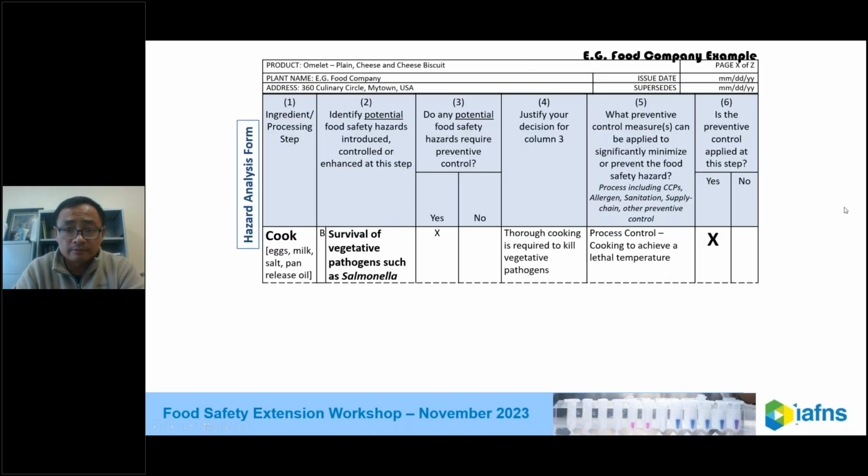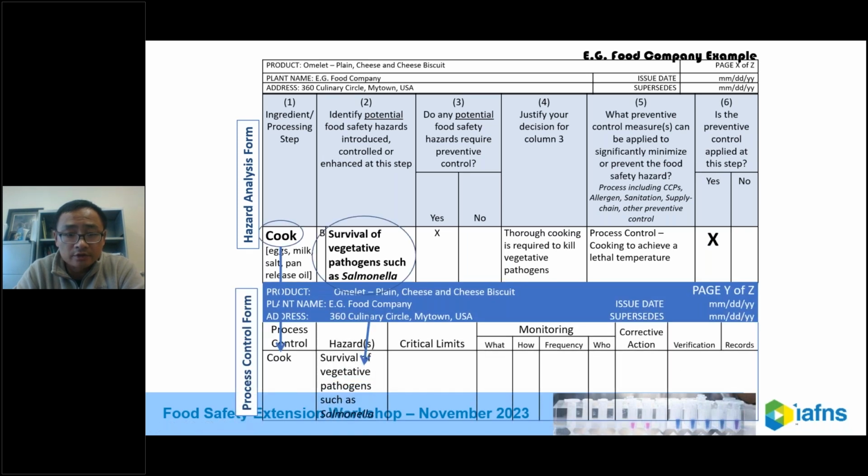Okay. So the next slide gives you an example of this table, which is just a template you could use. Here they pointed out a critical control point, which is the cooking process, and the hazard, which is salmonella. Now, we want to mention a little bit about this vegetative pathogen.